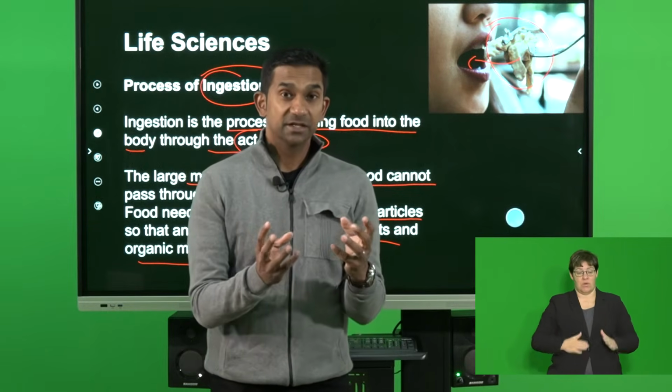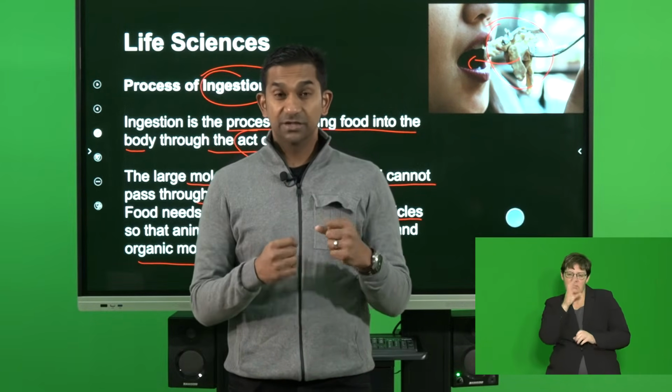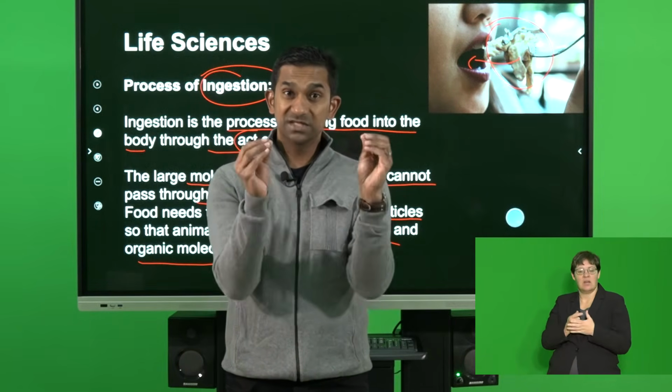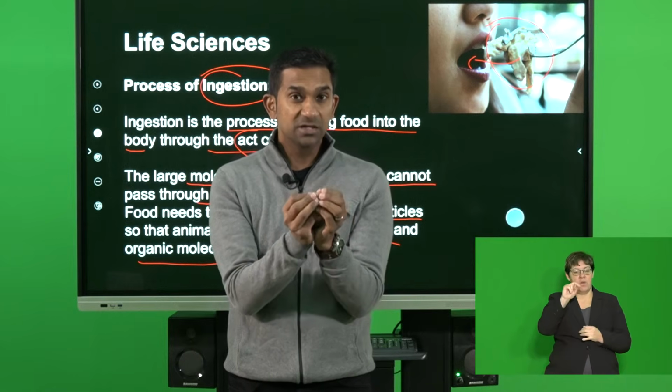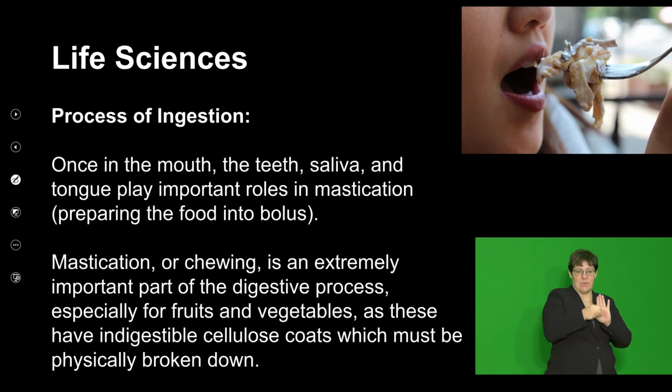But remember that nutrients are often in complex states when we consume food. And so that needs to go through a process of being broken down into the simplest monomers or building blocks that then can be absorbed. Right, so ingestion: once in the mouth, the teeth, the saliva, as well as the tongue play an important role in a process called mastication. I mentioned this word before.